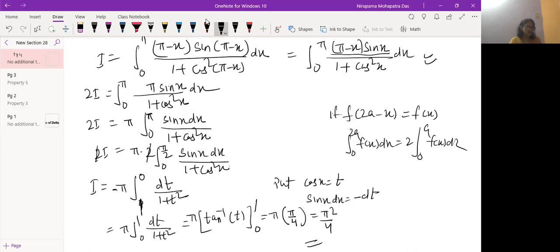So these are some of the questions and some of the properties we have studied today. In the next class we will come with specific types of questions on definite integrals, and some tricks for how to identify which property to be used where.